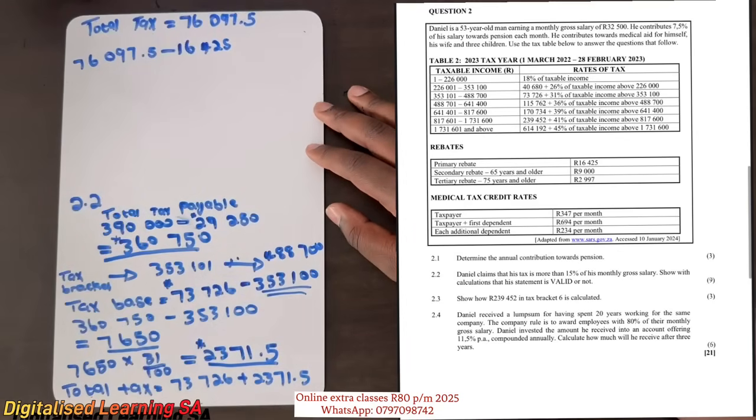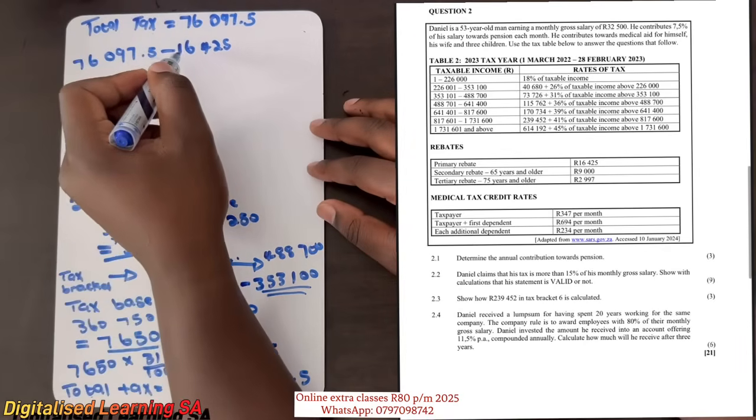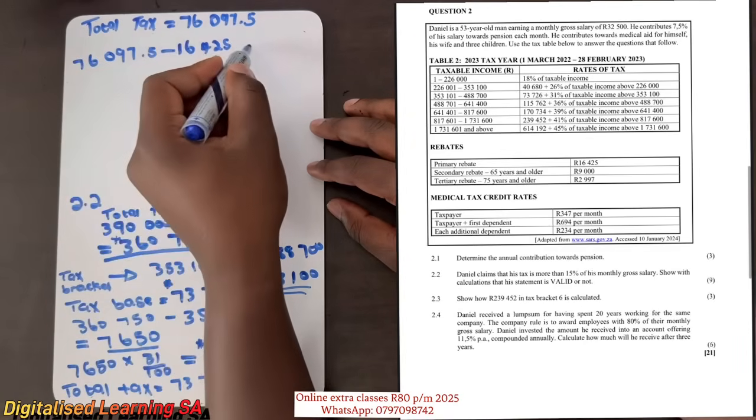If we check our secondary rebate, we can see that it's for people who are 65 years and older. We are told that Daniel is 53 years old, meaning that he will only qualify for the primary tax rebate.